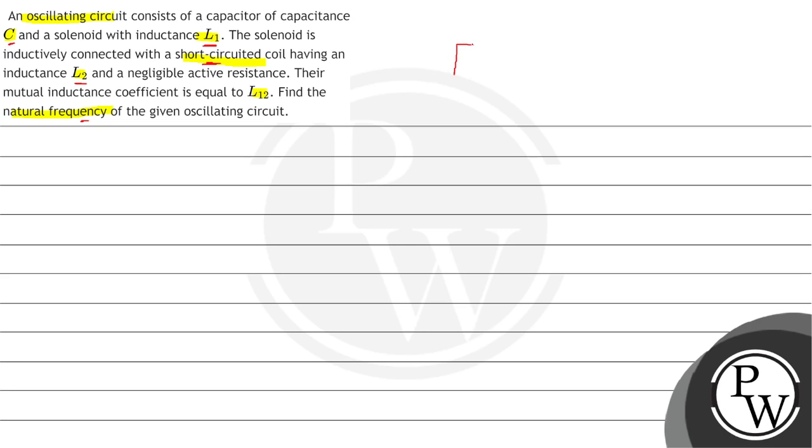So there is a coil which has the inductance value L1, and there is a capacitor which has the capacitance value C, and let's suppose the current flow in this circuit is I1. There is another coil which has the inductance value L2 and which is short circuited. Let's suppose the current flowing in this circuit is I2, and we have to find the natural frequency omega, which is the question mark.